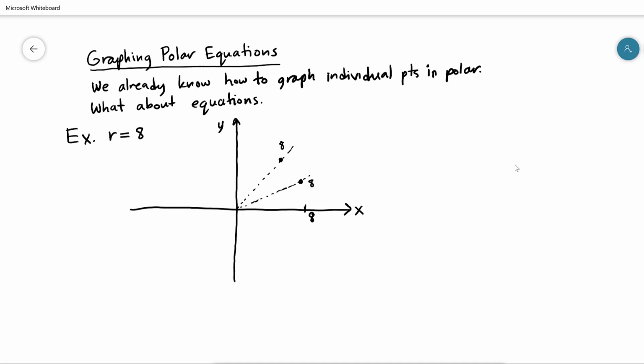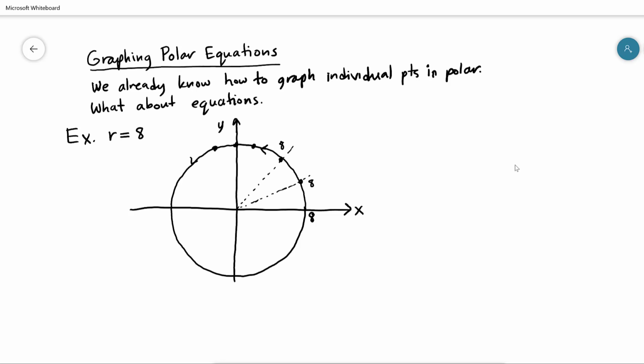And all that's happening is that we're going to be drawing basically a big circle. And that's exactly what this is. So we work our way around and we draw a big circle, going in this direction. So this is what the equation r equals 8 looks like.